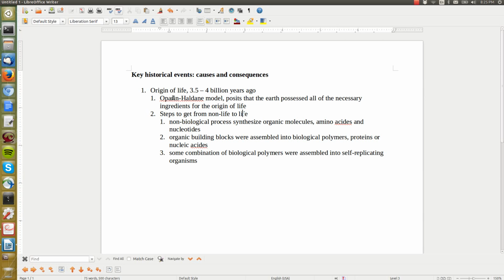Now, how does all this work? One of the first things to think about is what were these supposed first replicating things? And the answer is there are good reasons to think that the first replicating things were RNA. So these first self-replicating organisms were likely RNA based.